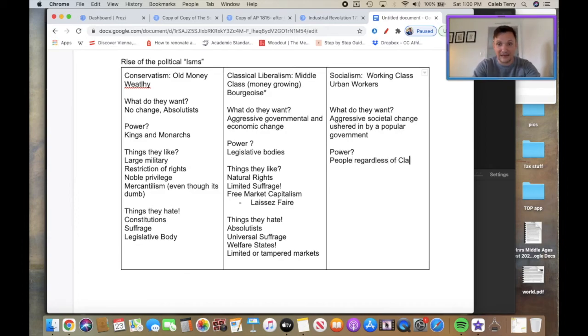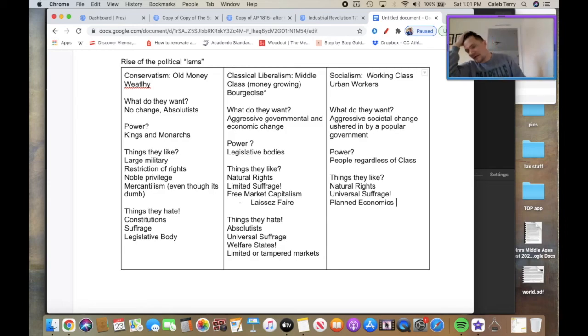Now, then we've got things they like, okay? They love natural rights just like the classical liberals do, right? They also like universal suffrage, okay? And they also really, really like planned economics, right? So they believe that certain things should have prices on them that are set and never changed, kind of like the bread of equality when we talked about it with the Reign of Terror, right? During the Committee of Public Safety. A lot like those ideas. They believe that planned economics are better to try and prevent the free market from destroying the working class, okay? So that is a big thing.